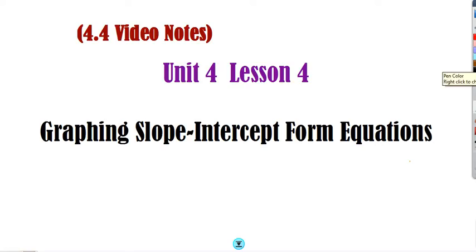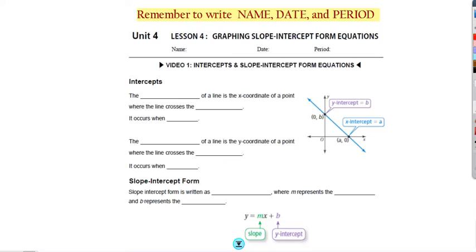So welcome to the 4.4 video lesson, which is Unit 4, Lesson 4. Our topic for today will be graphing slope-intercept form equations. So again, please make sure you have this paper in front of you. Write your name, date, period. And again, you will still be graphing, so please grab a ruler before starting the lesson. Alright, keep your graph clean and straight.